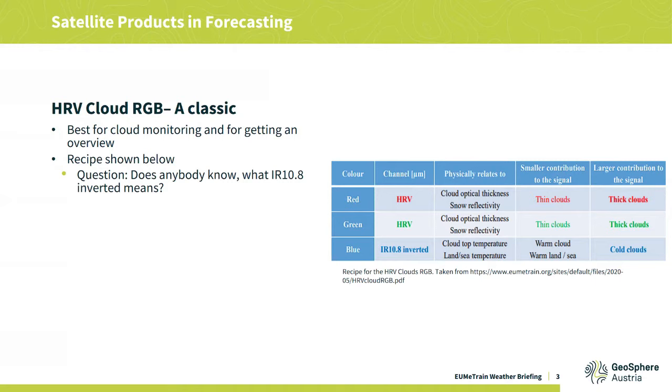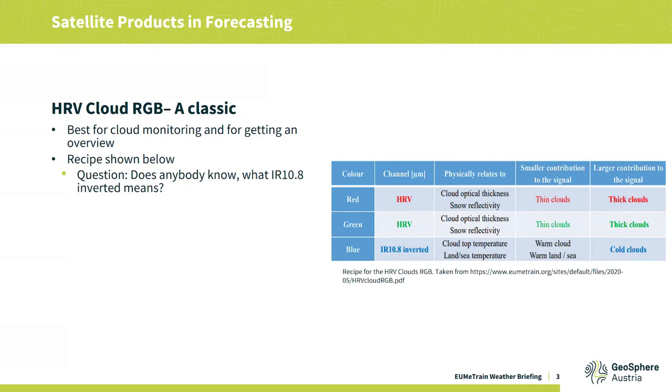Let's talk about the HRV Cloud RGB a little bit. It's a classic, I would say. It's best for cloud monitoring and for getting an overview maybe at the beginning of your shift, if it's not too early. The recipe is shown here on the right side. And what you can see is that for the red, we use the HRV channel, and for the green also. But then in blue, we use the infrared 10.8 inverted.